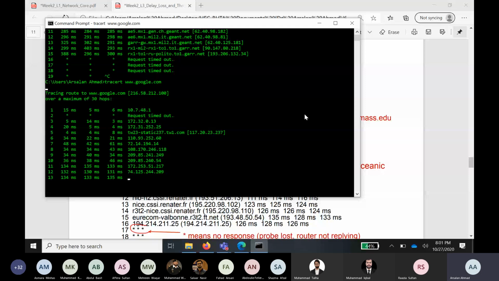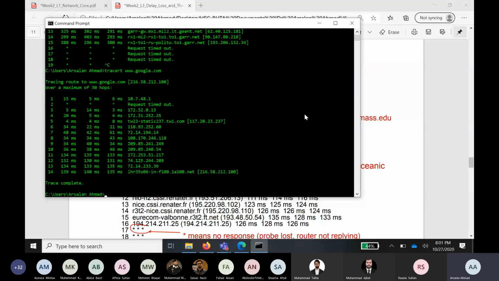But the source will keep increasing the hop count, just like in the example of Polito.it. After 16, 17, 18, 19, up to 30, I just stopped to save time. You can check it at your home. And you can see there is another trace which got completed right here. But the destination simply doesn't reply, so the source node never knows that it has to stop right now. So it will keep probing until the 30th hop, and 30 is the maximum.